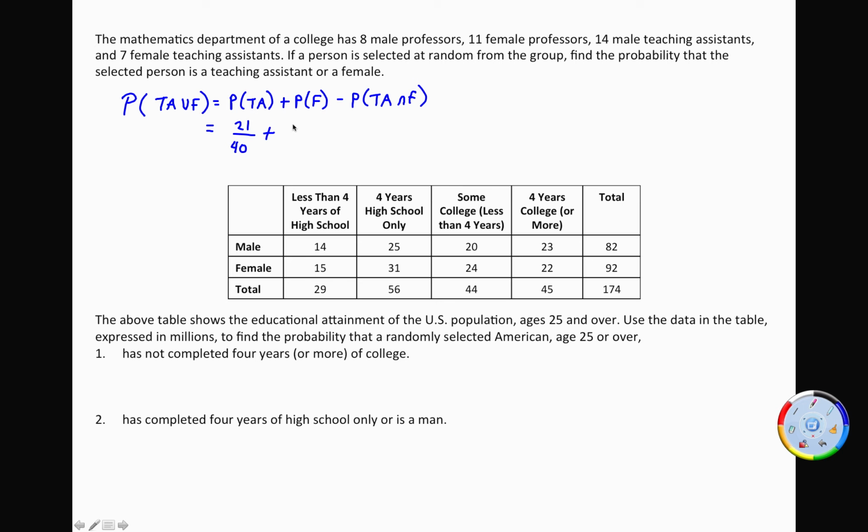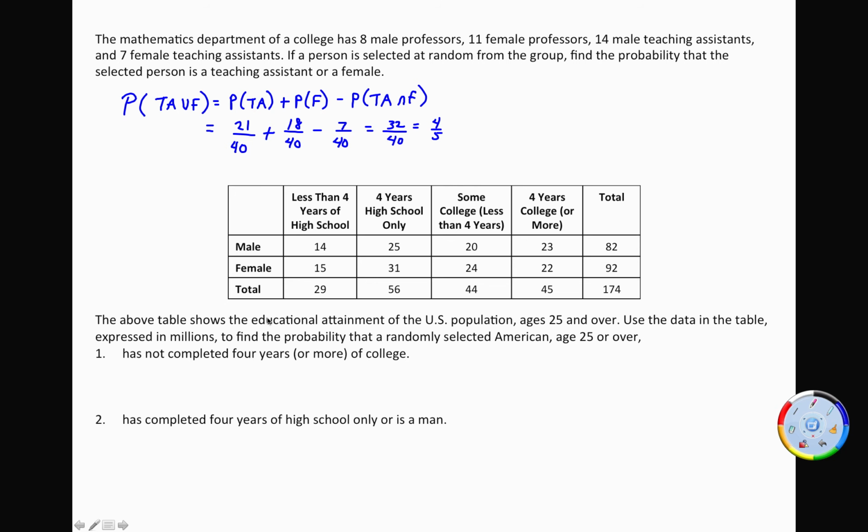is female. Now, I've got 11 females that are professors and 7 females that are teaching assistants. So 11 and 7, there's 18 females out of the 40. Now, how many are teaching assistants and female? Well, there are 7 female teaching assistants out of the 40. So a total of 18 minus 7 is 11, so 32 40ths. Divide each one by 8, 4/5.